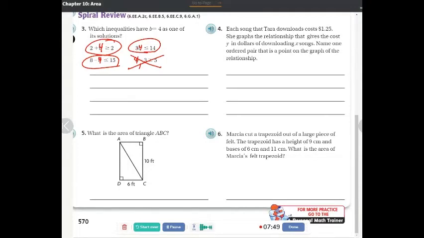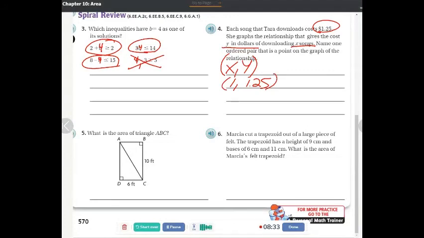Number 4, each song that Tara downloads costs $1.25. She graphs the relationships that give the cost y in dollars of downloading x songs. Name one ordered pair that is a point on the graph of the relationship. So remember, class, what we're doing here is we are looking at x, y relationships. So if we set it up with x, y, and we know that y is the amount of dollars, that means this 1.25 is going to be our y. x is our number of songs. So one song is $1.25.